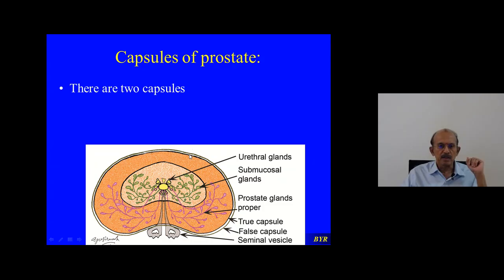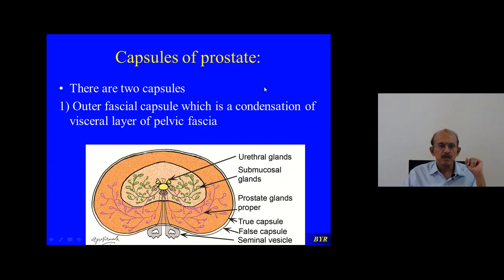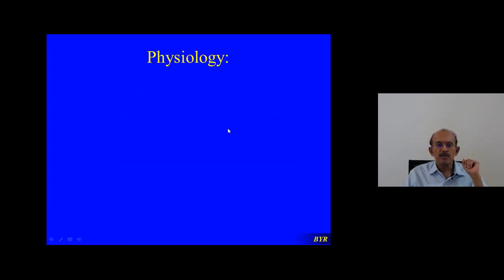Capsules of the prostate. There are two capsules. Outer fascial capsule, which is condensation of the visceral layer of the pelvic fascia. The second one is the true capsule of the prostate. And between these two capsules lies the prostatic venous plexus.